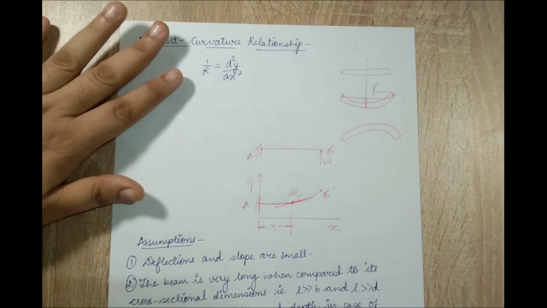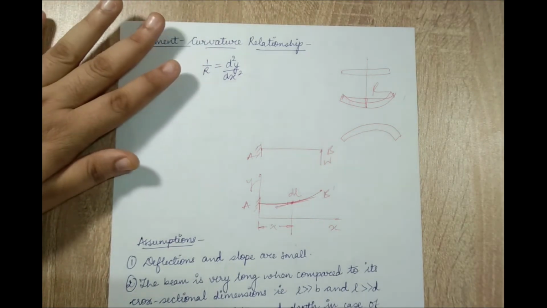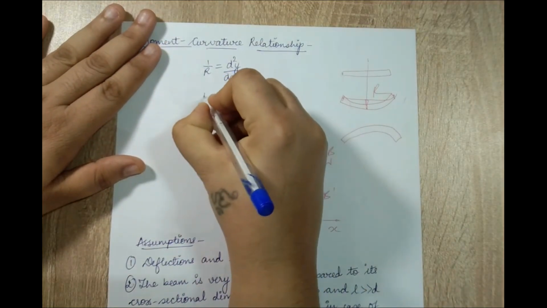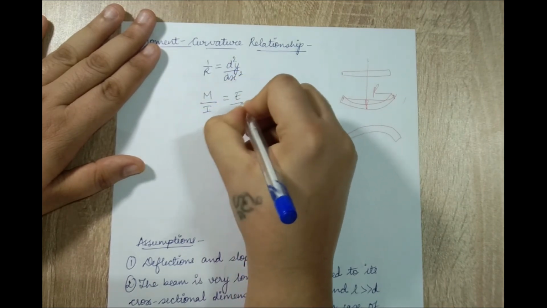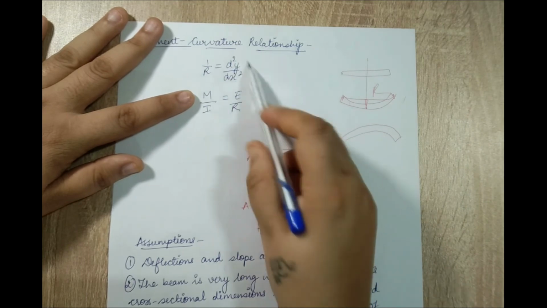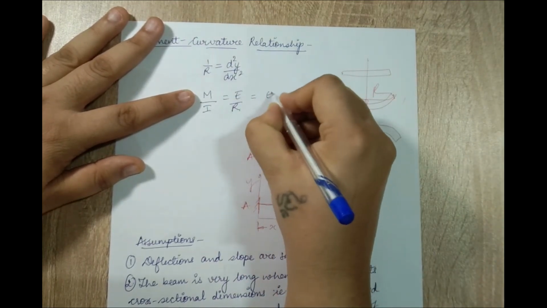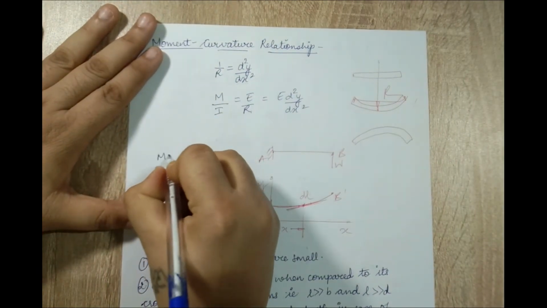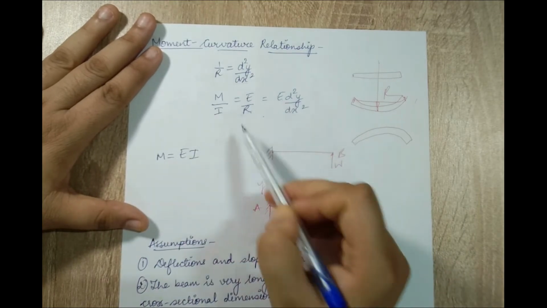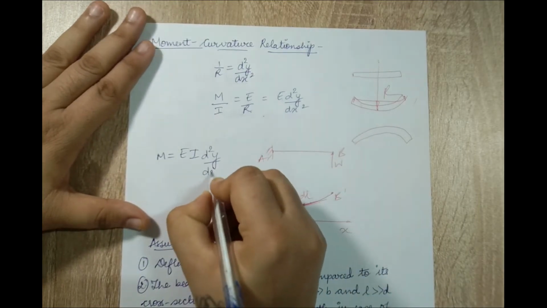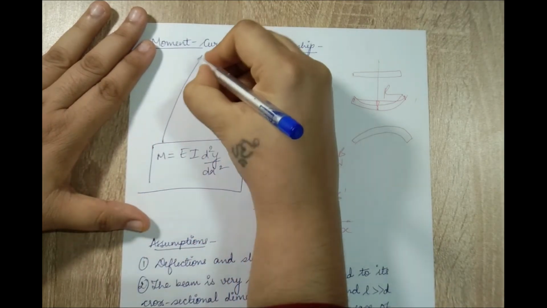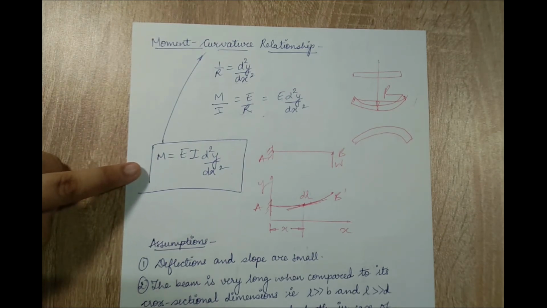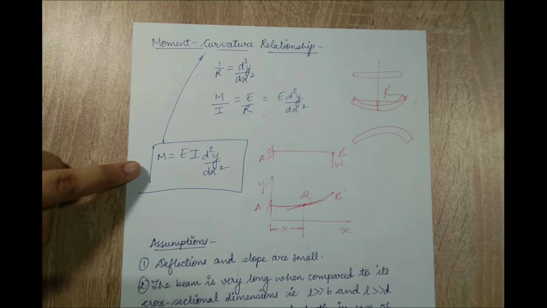Now there is an equation for this which I have taken. I am not going into the derivation part; I am just going to use the formula. The equation which we just saw is M by I is equal to E by R. Instead of R I am going to use this expression, so this would be E into d square y by dx square. So I can just write the formula as M is equal to E into I, the I getting multiplied over here, d square y by dx square. This equation is called the moment curvature relationship. You use it as the base moment equation in studying deflection of beams.